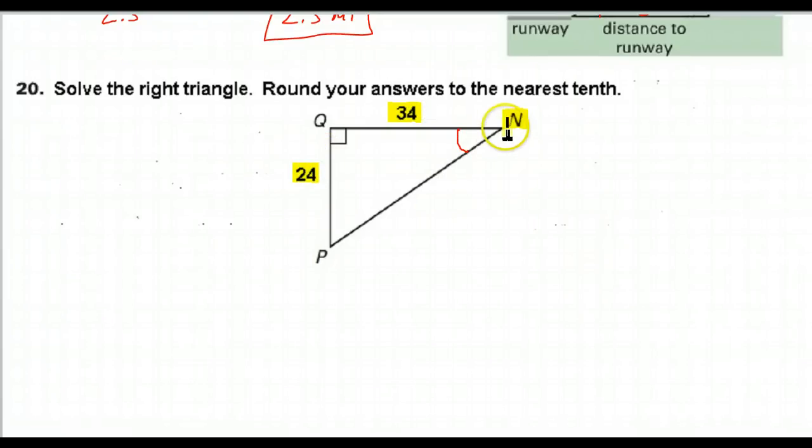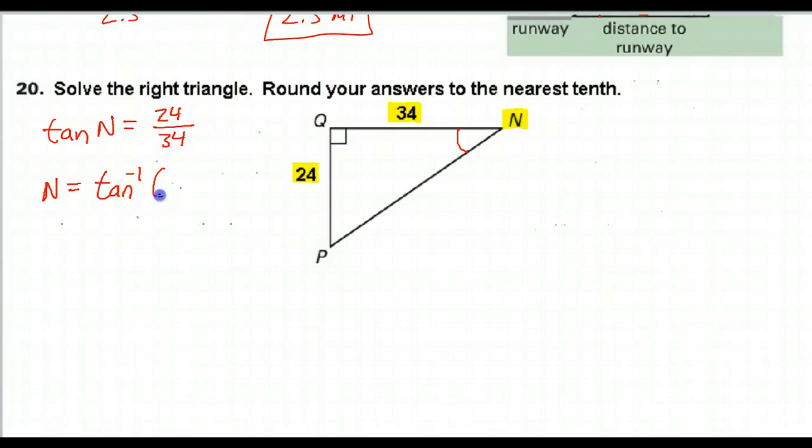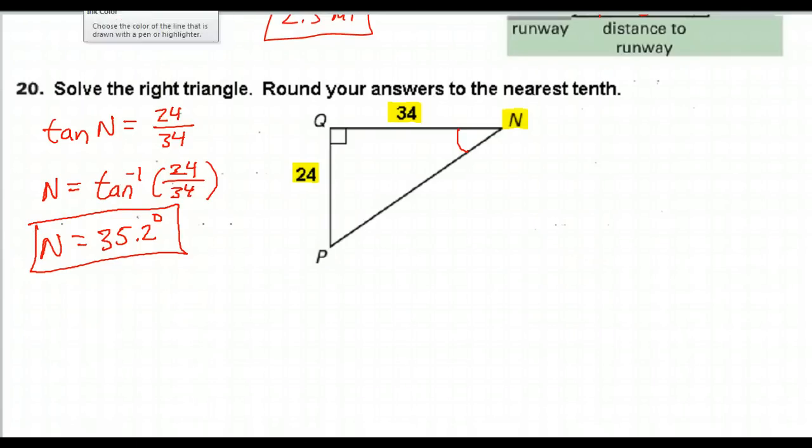If I want to find angle N, then I'm focusing on angle N, and I have to use my two numbers. These are opposite and adjacent from angle N, so we're going to use the tangent function. So to start off, tangent of angle N is equal to 24 over 34. If I want to find an actual angle, that's when I do inverse trig functions. In this case, inverse tangent. So inverse tangent of 24 over 34 is 35.2 degrees. That, my friend, is angle N.